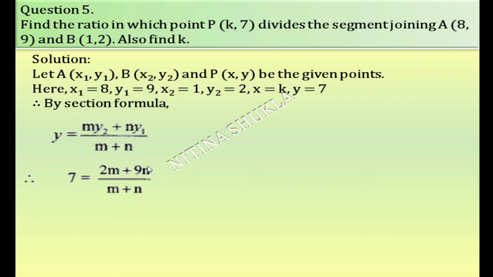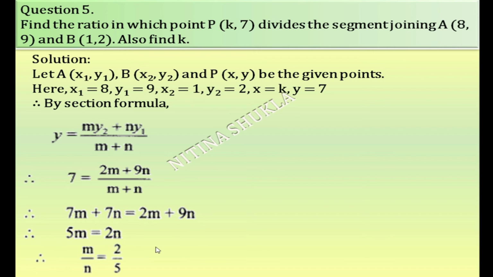When you don't know the ratio, you will write m, n. Then afterwards, simplify. Take this mn to this side. Open the bracket. You get 7m plus 7n is equal to 2m plus 9n. Start solving. You get ratio m upon n is equal to 2 upon 5. This type of question we have already done.